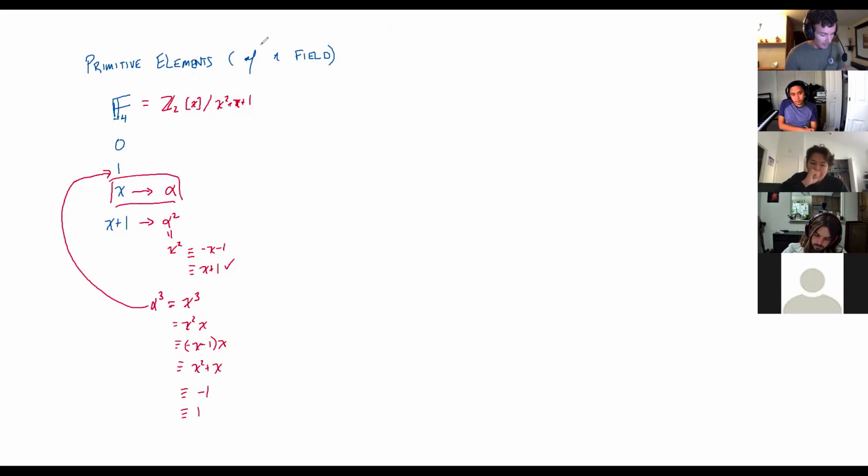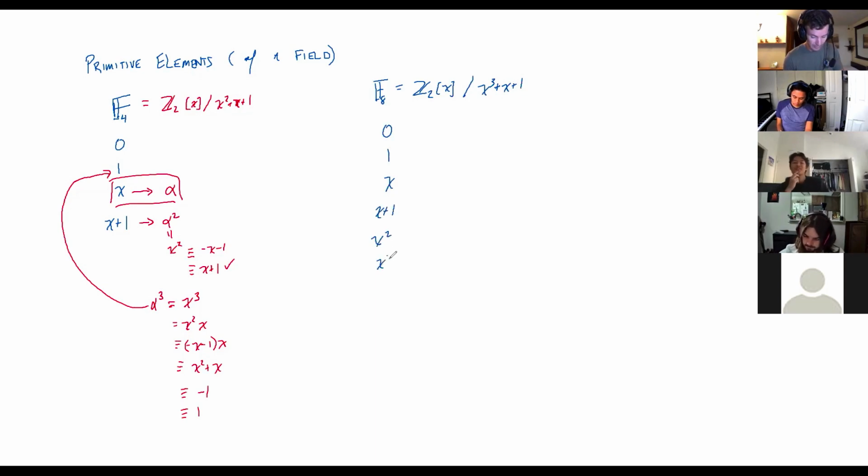Okay, so let's try that again with, I don't know if we've actually covered this one, the finite field of size 8. We did F9, but let's do the finite field of size 8, which can be thought of as the polynomials with binary coefficients modulo x to the 3 plus x plus 1. Okay, so I'll save you the trouble. The elements of this field are 0, 1, x, x plus 1, x squared plus 1, x squared plus x, and then x squared plus x plus 1.